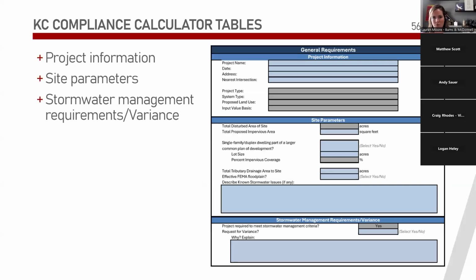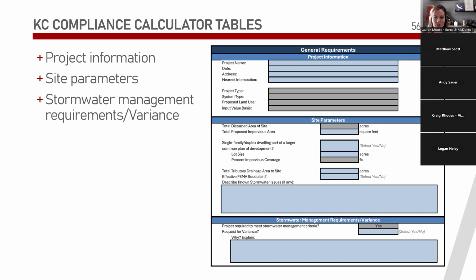So this is the upfront form that we have on the compliance calculator. It's a general requirements table. So here's where you're putting in your basic project information, your site parameters, and based on those inputs and selections, it will tell you whether or not stormwater management is required on your project or if it falls into one of those exemption categories. So if your project falls into one of those exemption categories, this is really it. This is all that we're asking for them to submit. But if not, you'll fill out the remaining forms.